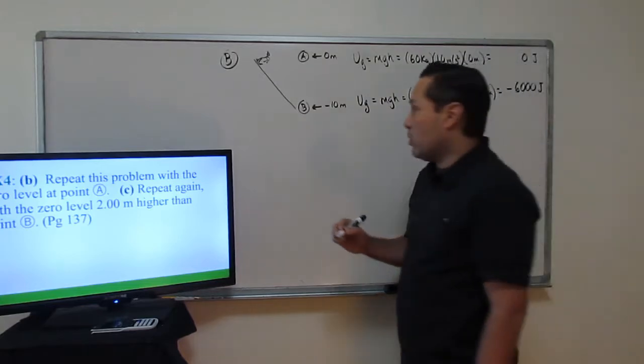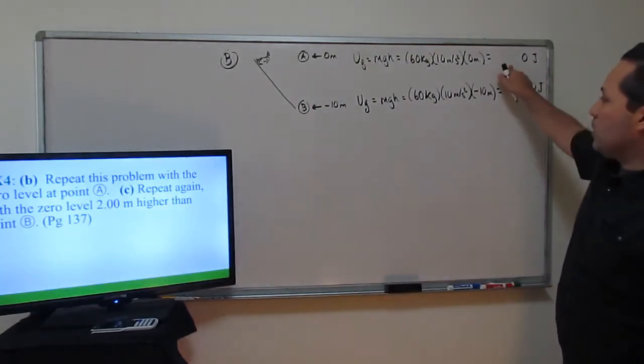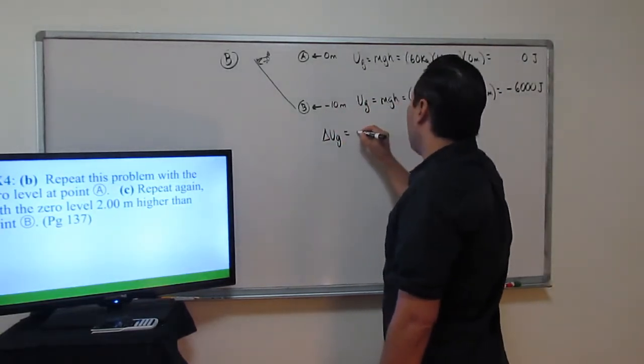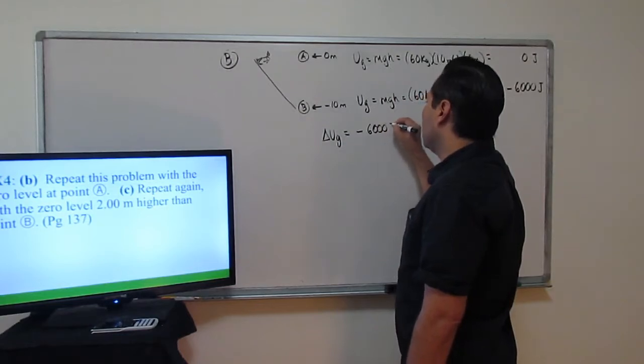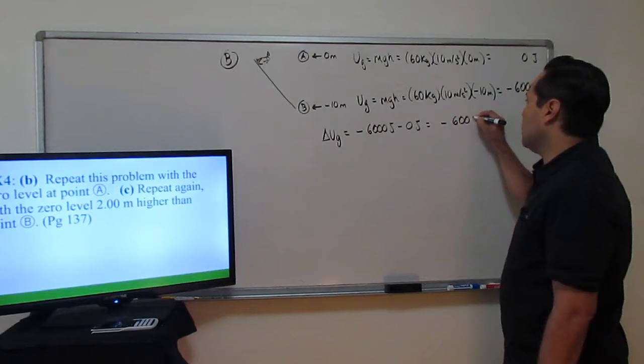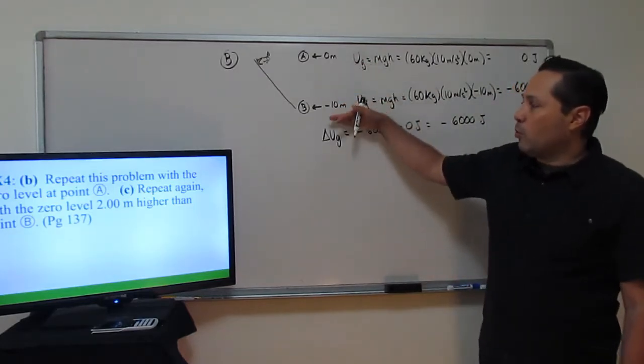What's the change in potential energy? Change in potential energy will be final minus initial. So you can say change in potential energy due to gravity is final, which is negative 6,000 joules, minus initial, 0 joules. So you get an answer of negative 6,000 joules change in potential energy from point A to point B.